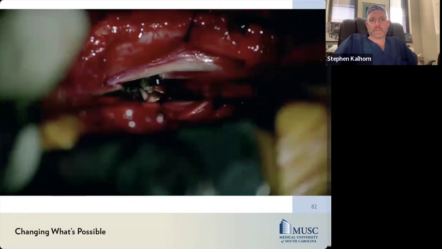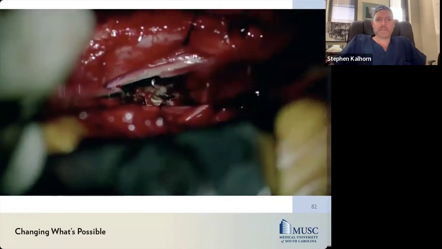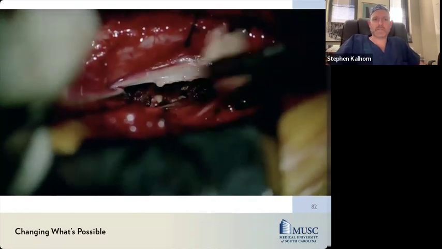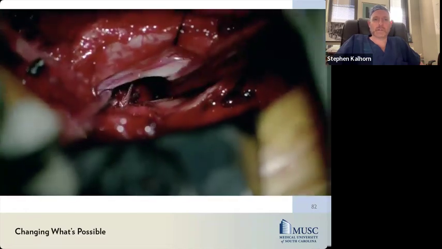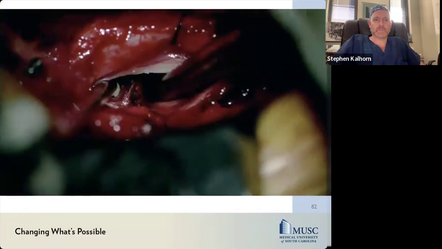I mentioned in the last slide we did wait a couple weeks because I didn't want to get a CSF leak to communicate into the chest cavity, so we waited a couple weeks for that to kind of scar down. We didn't take that patient back right away. We let the pleura scar down, so we didn't have that problem.